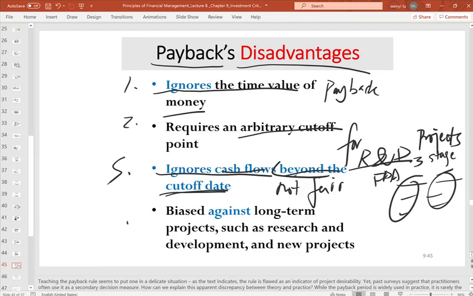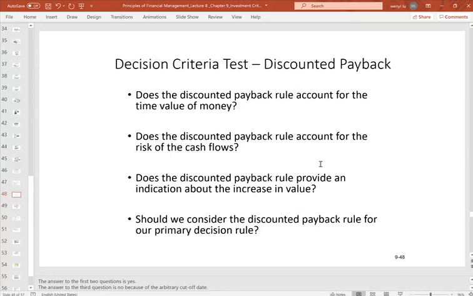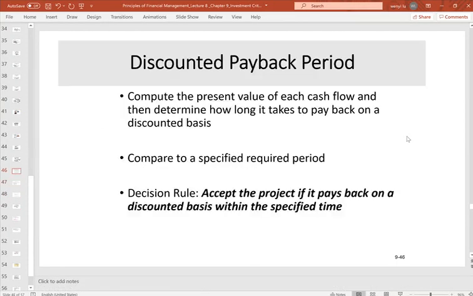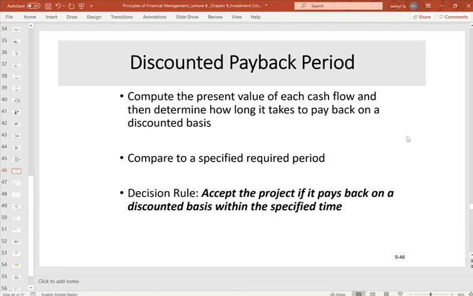And like I mentioned, it is biased against long-term projects such as research and development, and also new projects. So that's the drawback of the payback period. Based on the drawback, the payback period ignores the time value of money, so we can make some improvement to the payback period. Use what? Use the discounted payback period.